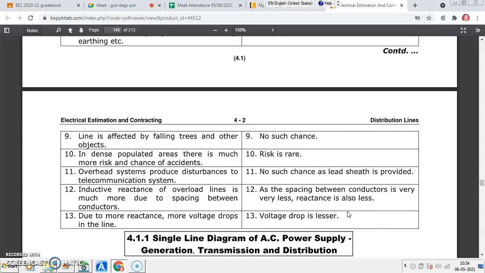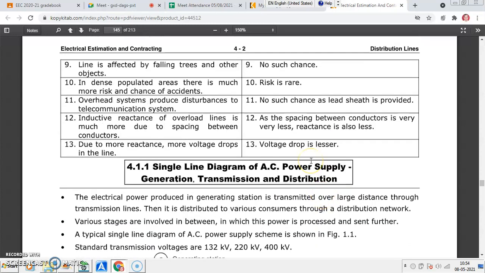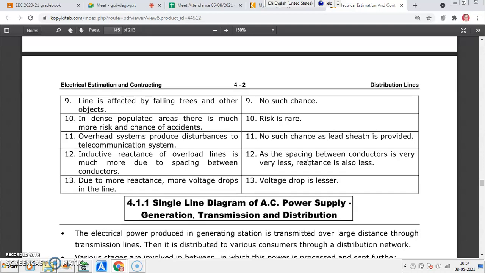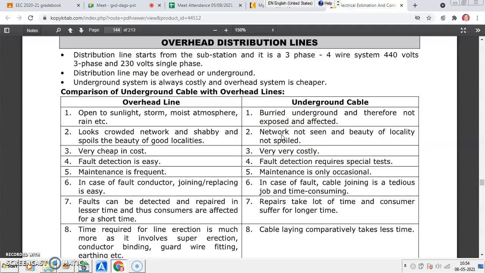Okay. Then due to more reactance, there is more voltage drop, as I just told you, but in cable there is less voltage drop, and mostly we are having copper cables, so it has less voltage drop with respect to the overhead line. So basically, where to erect underground and where to erect overhead lines?